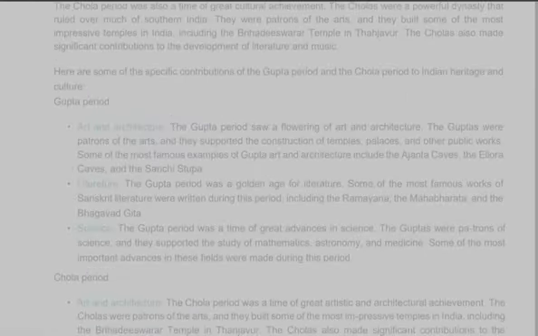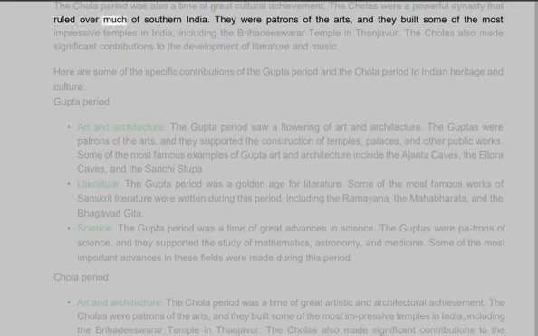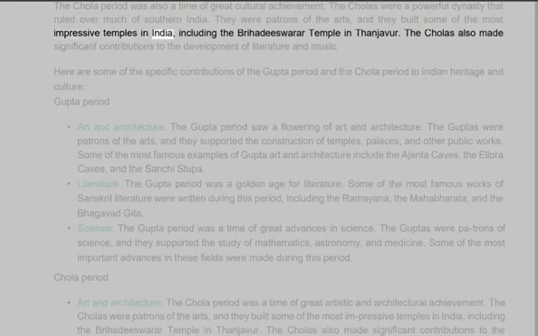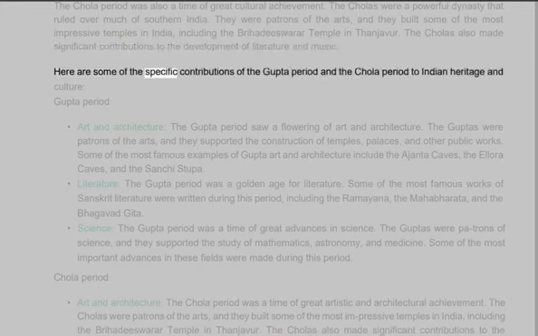The Chola period was also a time of great cultural achievement. The Cholas were a powerful dynasty that ruled over much of southern India. They were patrons of the arts, and they built some of the most impressive temples in India, including the Brihadiswara temple in Tanjore. The Cholas also made significant contributions to the development of literature and music. Here are some of the specific contributions of the Gupta period and the Chola period to Indian heritage and culture.